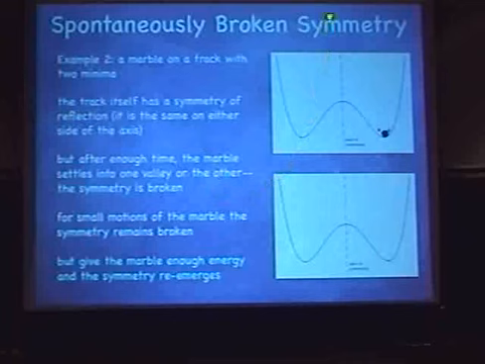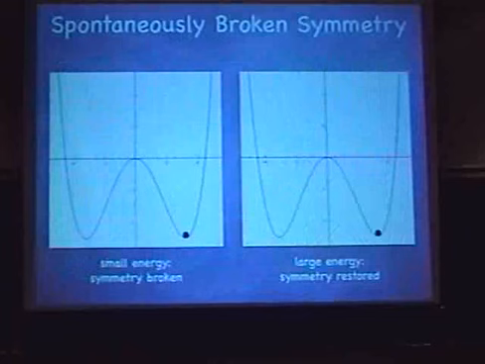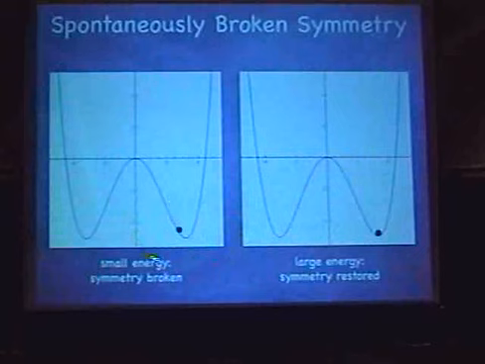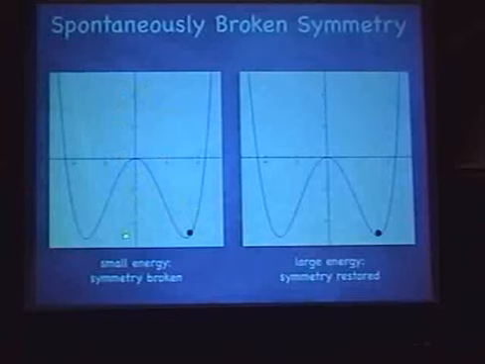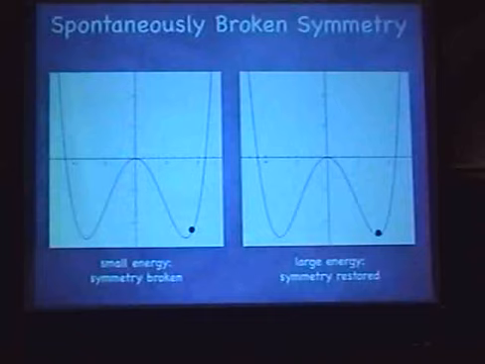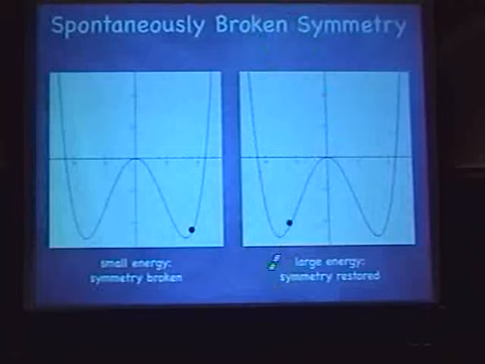Now, for small motions, small amounts of energy about this minimum, the symmetry remains broken. It's now not the same on either side of this central line. On the other hand, if you give the marble enough energy, the energy in the marble will wind up restoring the symmetry. Now, again, averaged over time, this looks the same on either side of the central line.